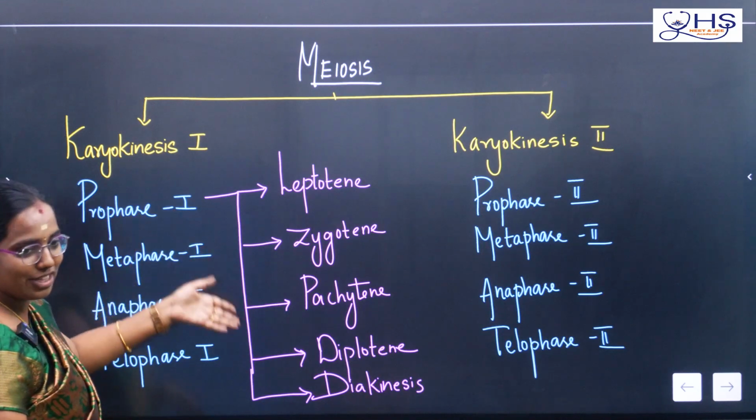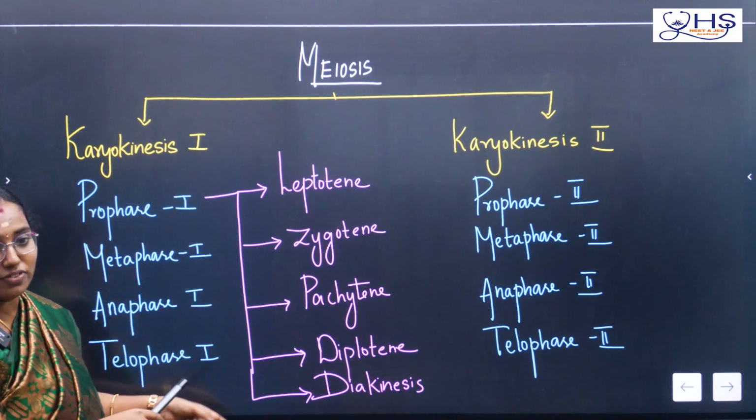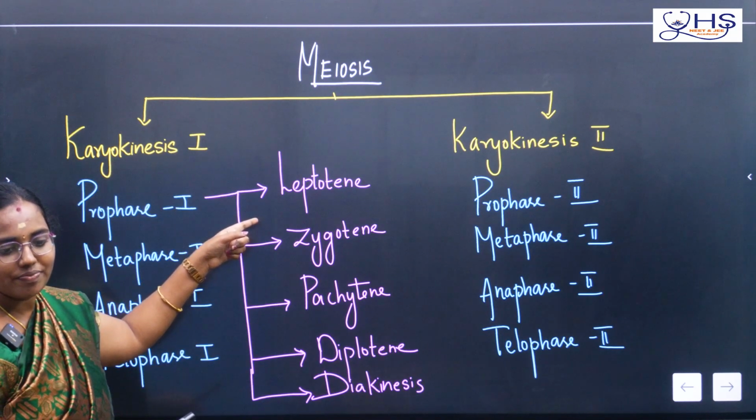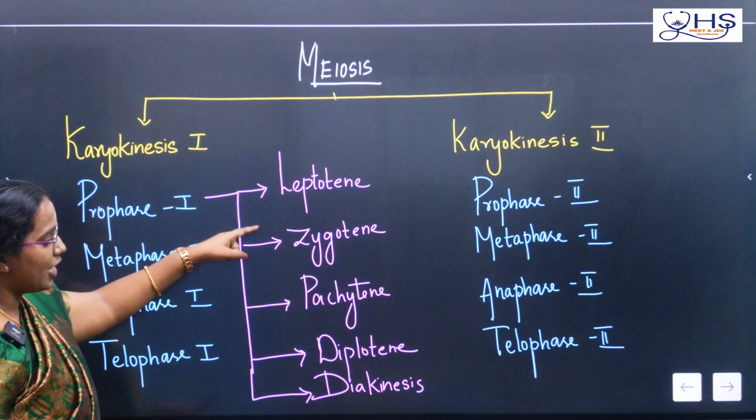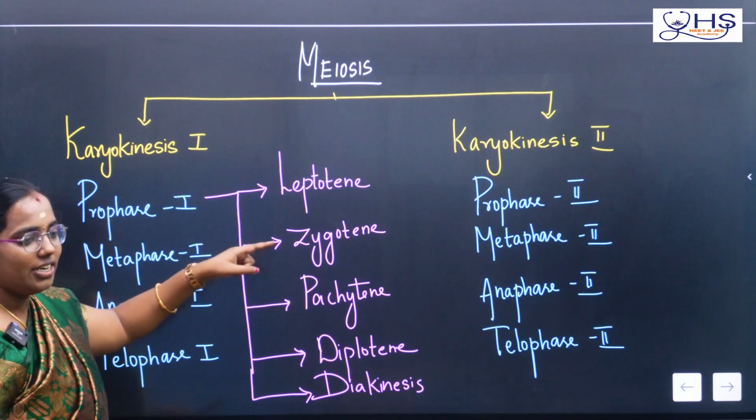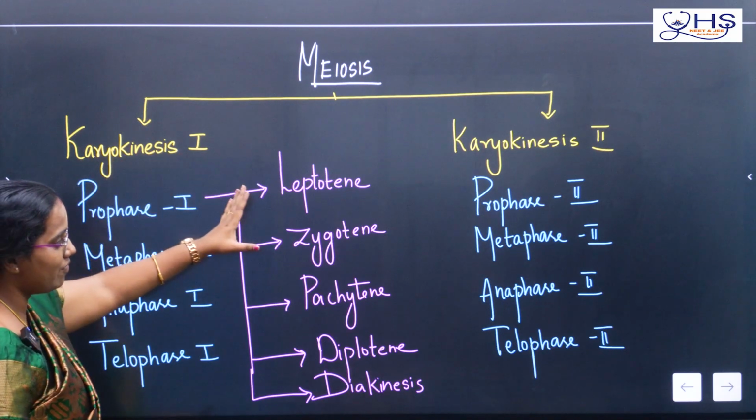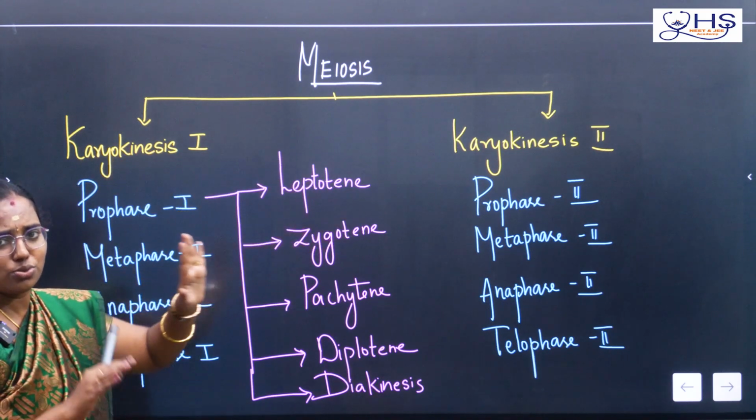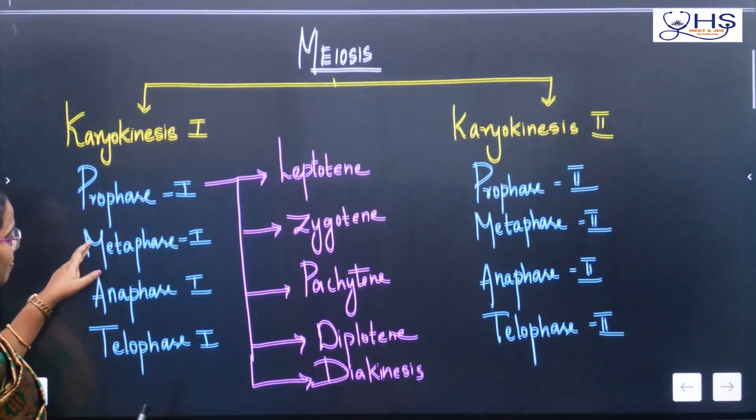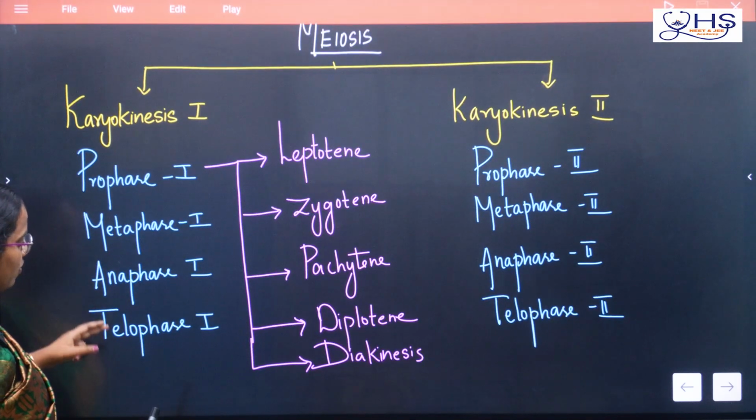So first we will thank for that. Only in prophase 1 we have subdivisions. What are the subdivisions? Leptotene, zygotene, pachytene, diplotene, diakinesis. This is only seen in prophase 1. Prophase 2 is very simple. Then metaphase 2, anaphase 2, telophase 2.